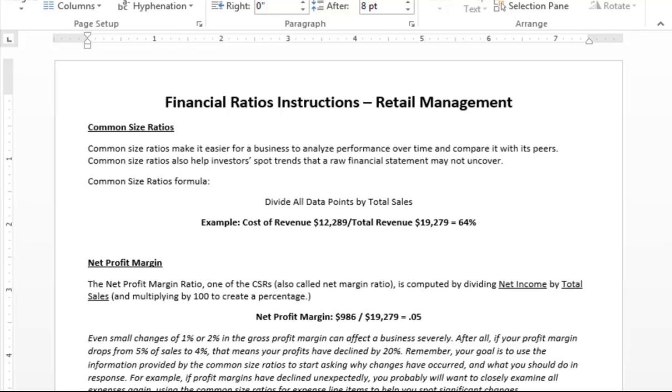First thing I'd like you to do is download and maybe even print out the Ratios Retail Management file that was provided to you. And it looks like this.